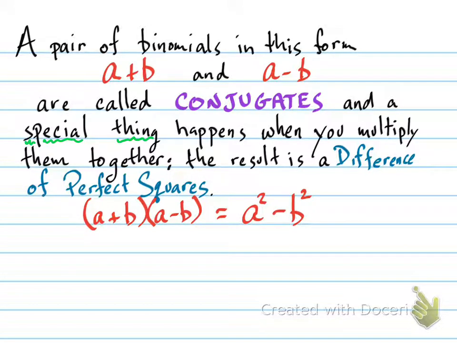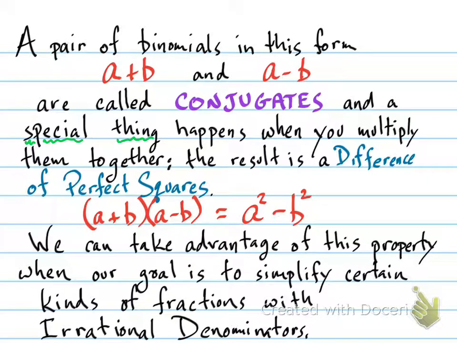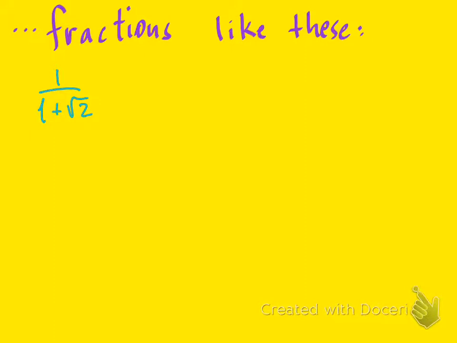All right, this is a number trick I'm showing you. It's a process on how to simplify a certain kind of fraction. We're going to take advantage of this property when we are trying to simplify certain kinds of fractions with irrational denominators, specifically fractions with irrational binomial denominators. Fractions like this, 1 over 1 plus the square root of 2. Or maybe it's a more purely algebraic expression, like x over 2x minus the square root of x. Again, those are denominators that are in a binomial form, and they have an irrational part.